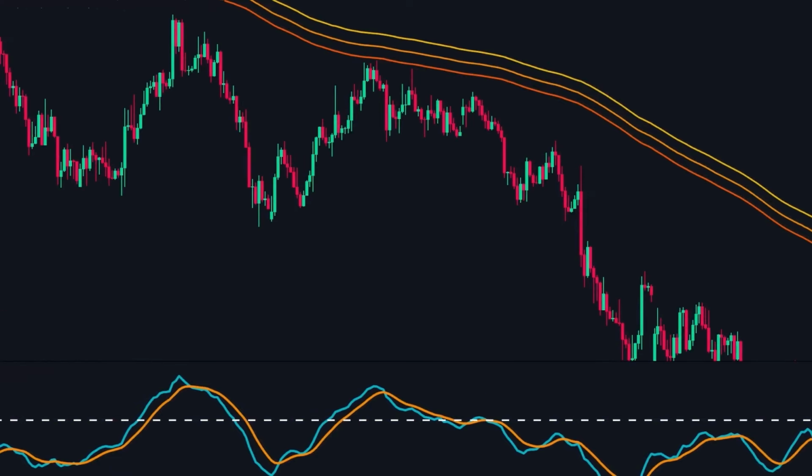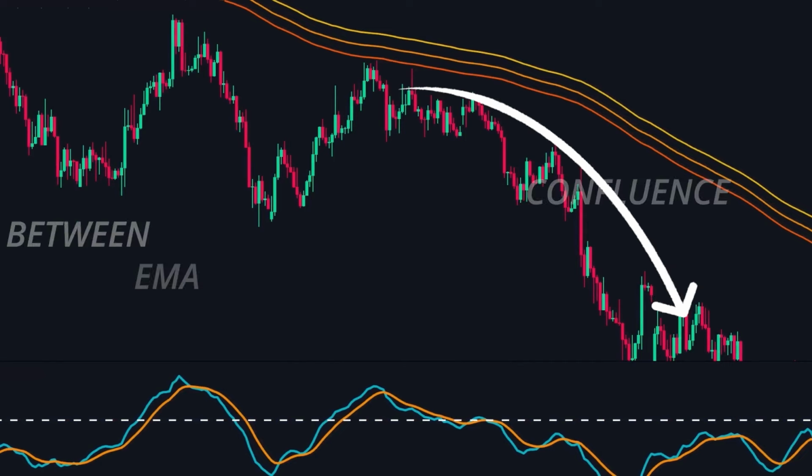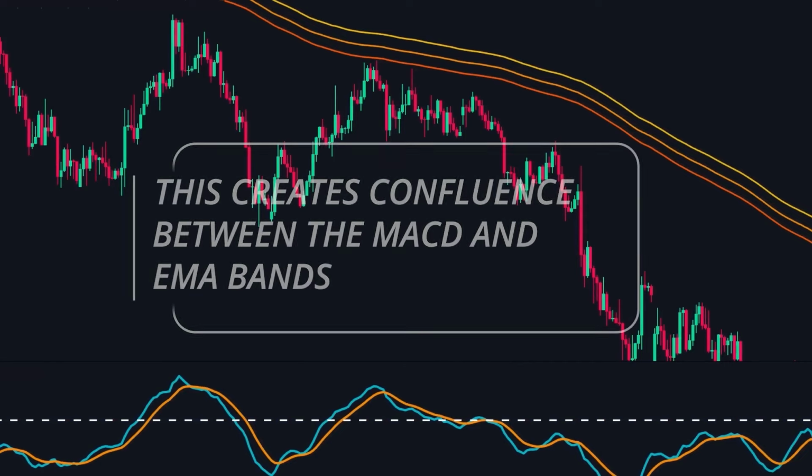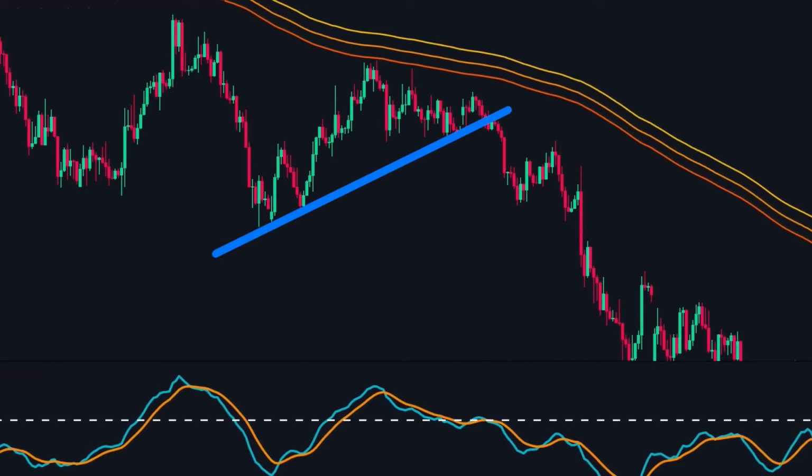Here's a sell trade example. The price consistently traded below the downward sloping EMA bands, indicating a significant downtrend. When the price returns to the bands, we expect it to encounter resistance and fall. Additionally, the MACD has crossed above the zero line, implying that the price may resume its downward movement. This creates confluence between the MACD and EMA bands. Then, we establish a short-term trend line and wait for the price to break it. On this candle, the price breaks below the trend line, indicating a sell trade. As shown, the price fell after our entry.